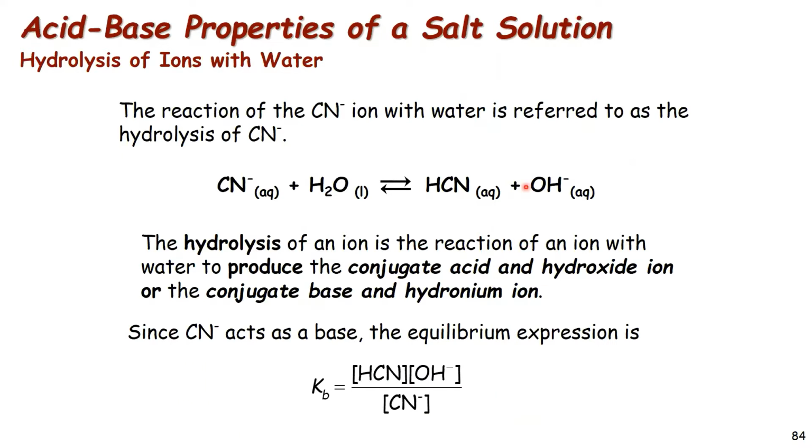And so again, it's just going to be the concentration of the products, raised to the power, which are all ones in this particular case, divided by the concentration of our reactants. Pure liquids and solids won't appear, so it's just going to be the concentration of the cyanide raised to the first. And so there would be our Kb expression.